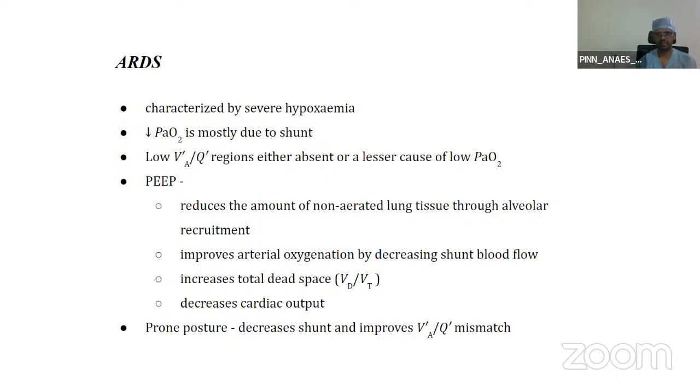But at the same time, it increases the total dead space. How? By increasing the intra-alveolar pressures, it causes precapillary closure. If you remember the West zones of the lung, it increases the areas with zone 3. So that's why it increases the total dead space. And we all know that PEEP decreases cardiac output. Another method to improve oxygenation in ARDS patients is prone posturing. Prone posture decreases shunt and improves overall VQ mismatch.